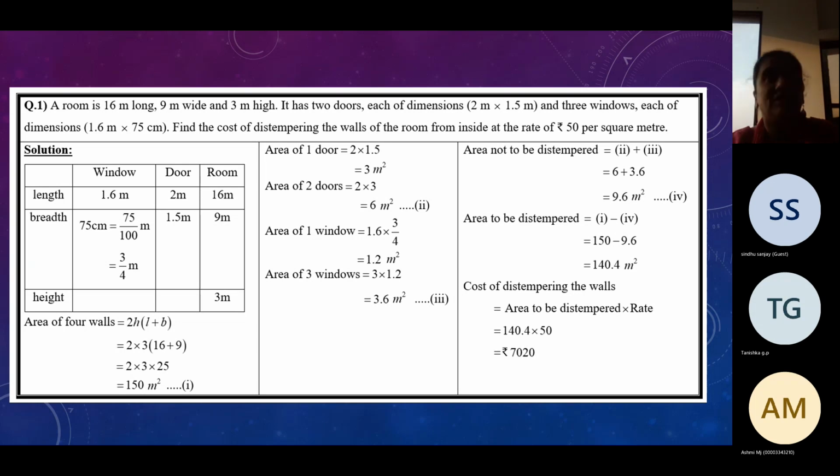All the values must be in the same unit. That's why we convert 75 centimeter to meter. So we convert centimeter to meter by dividing by 100.